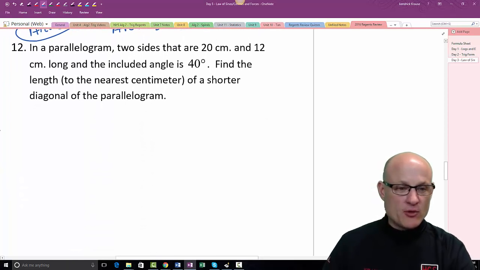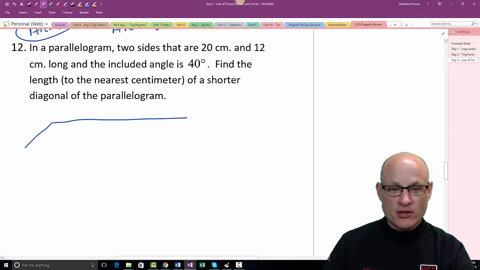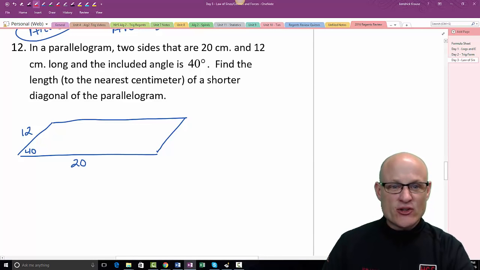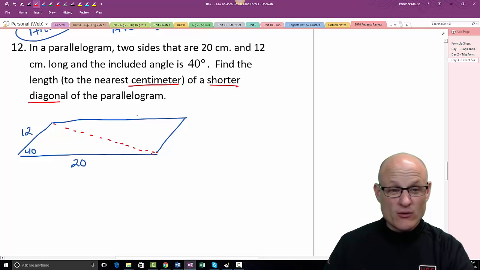In a parallelogram, hopefully you can draw a parallelogram. I think I have a student right now that can't draw a parallelogram. I don't know if it's physically possible for him to. My sides are 12 and 20. The angle between them is 40. The question says, find to the nearest centimeter the shorter of the diagonals. So this looks like it's the shorter of the two diagonals. I'm hoping you see that as well. So I want to find that.